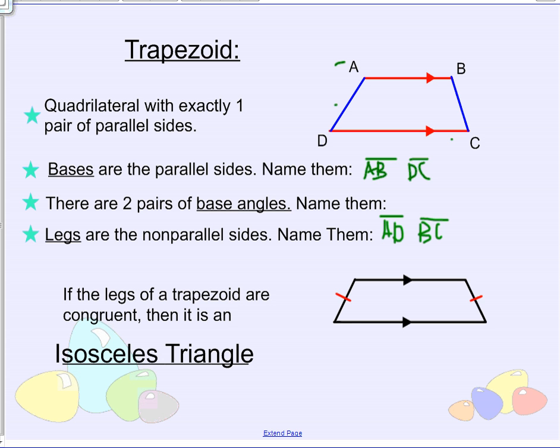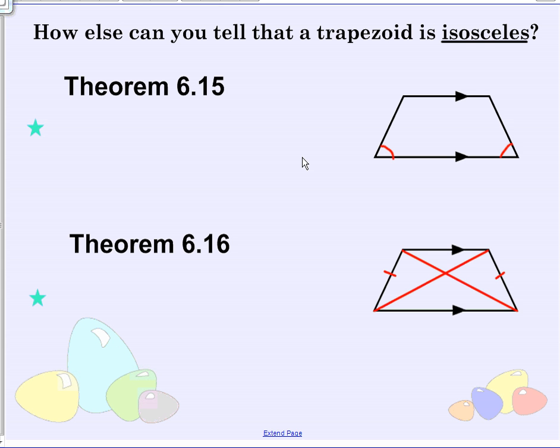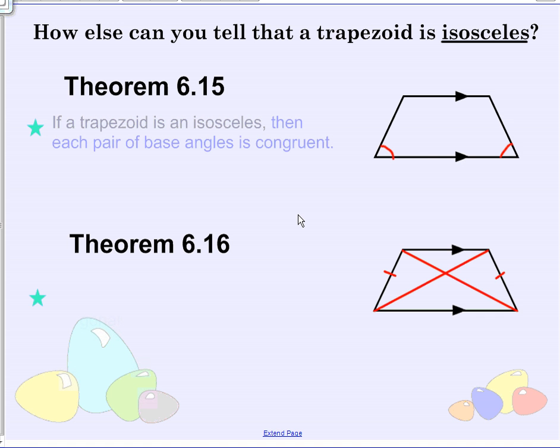So with all of this information about trapezoids, we can actually make some conjectures, or in this case, we have two theorems that go along with trapezoids. They don't have any nice names, so in this case, we're just calling them Theorem 6-15 and Theorem 6-16. These pertain to how on earth we can tell if a trapezoid is an isosceles trapezoid. The first one states if a trapezoid is isosceles, then each pair of base angles are congruent. So for example, this one and this one.